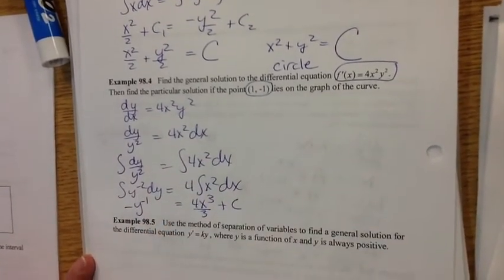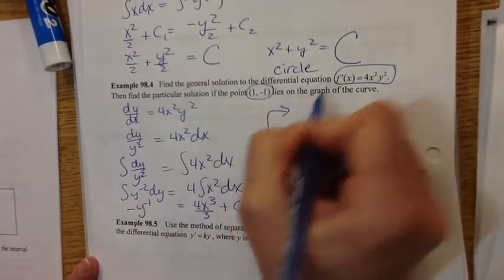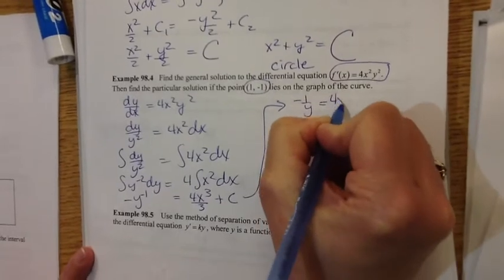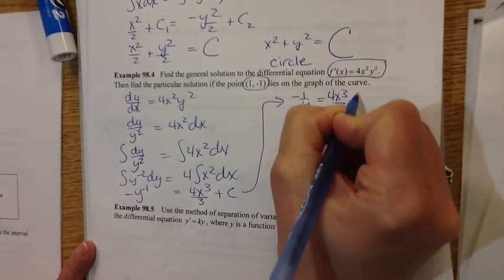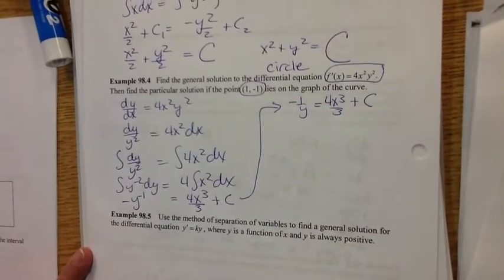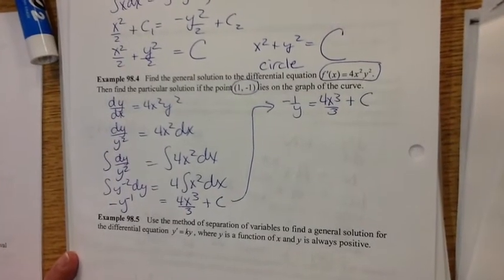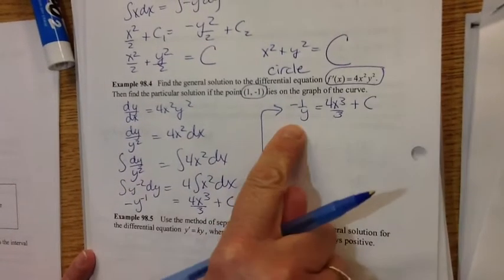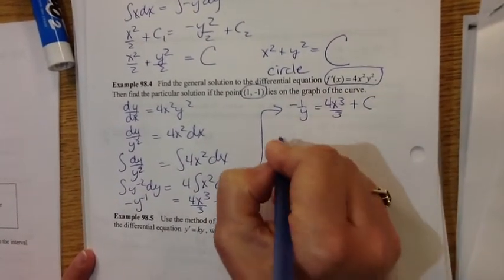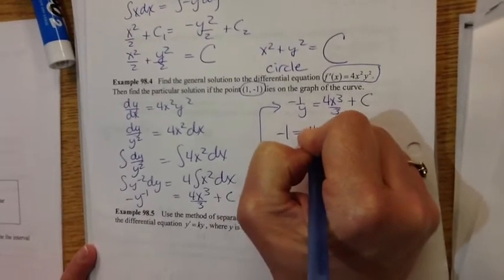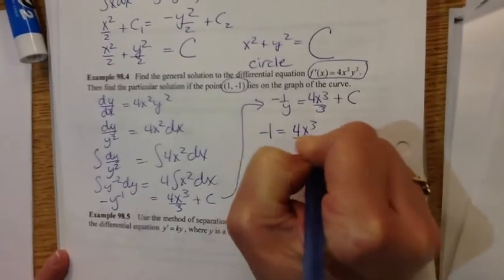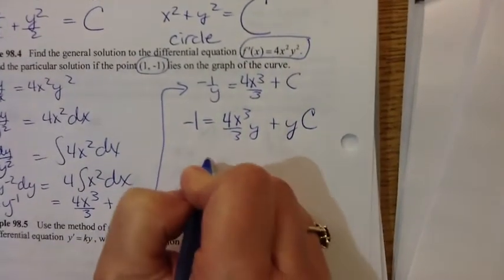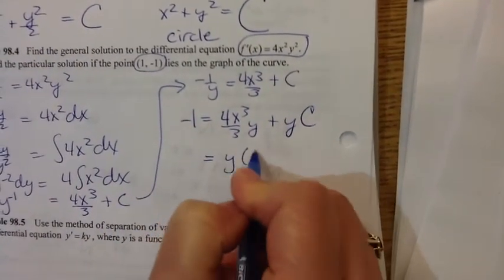my c. So now I'm going to come up here, and I have negative 1 over y equals 4x cubed over 3 plus c. So I'm going to multiply everything by what? I want to solve for y. Well, let's first multiply everything by y. That works. So now I've got 4x cubed over 3 times y plus y times whatever my constant is. I'm going to factor out the y.